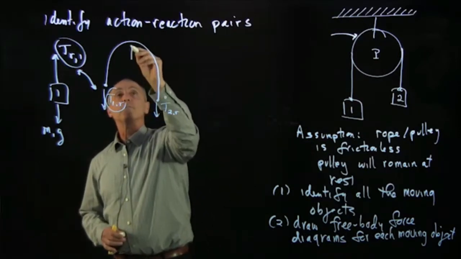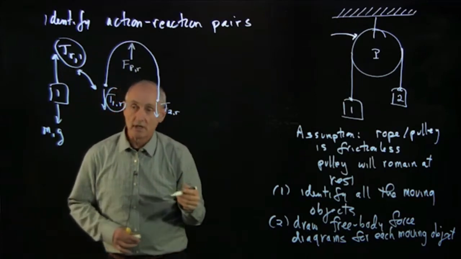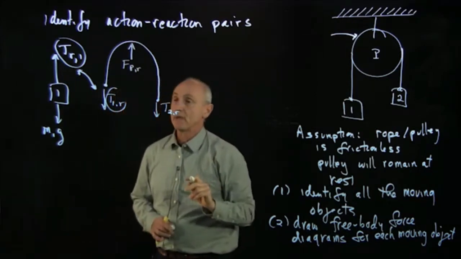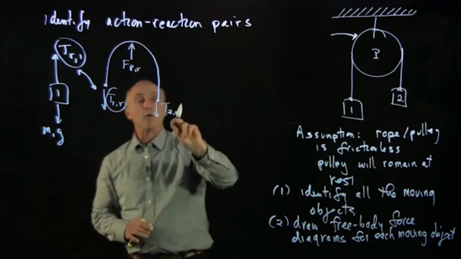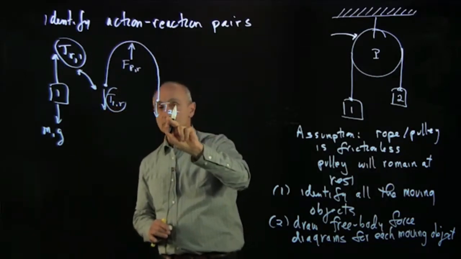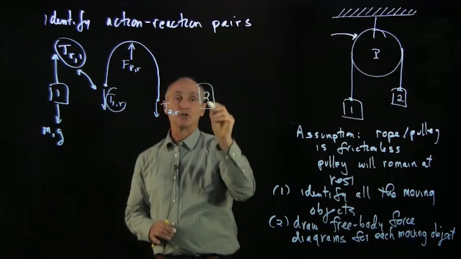Now, also, the pulley is exerting a force on the rope upwards because we have that force. And so these are the force diagrams on the rope. Now, what about the action-reaction pair to T2 rope? Well, let's continue and draw 2.